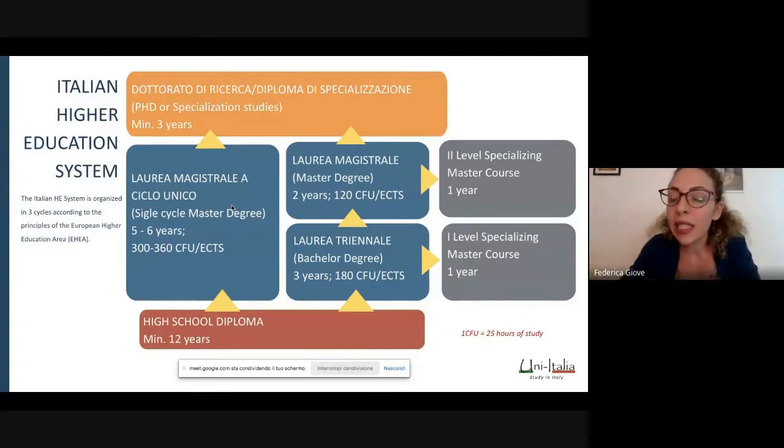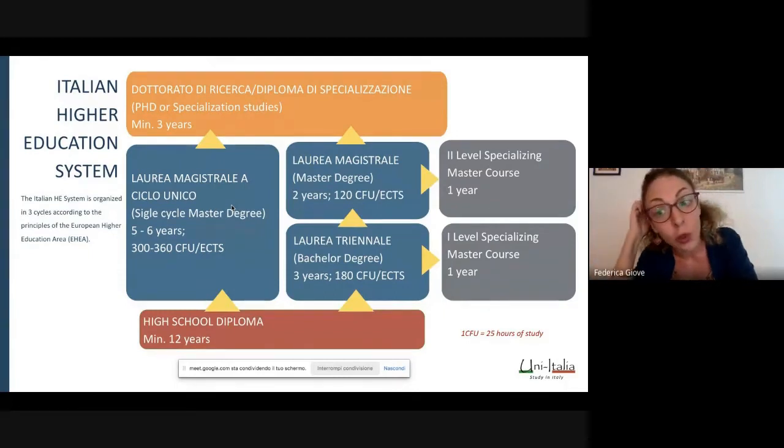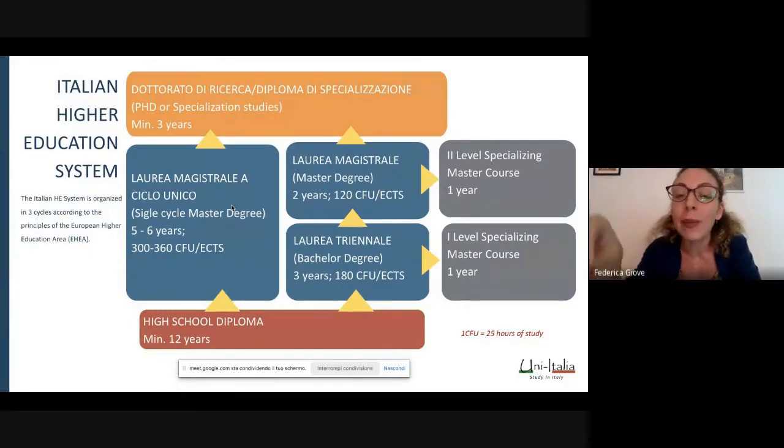Now, the interesting part is that we also offer specializing master courses. We have first level specializing master courses and second level specializing master courses. The difference depends on the previous degree that you have. So if you have a bachelor degree, then you will have access to a first level specializing master course. Otherwise, if you're in possession of a master degree, you will have access to a second level specializing master course.